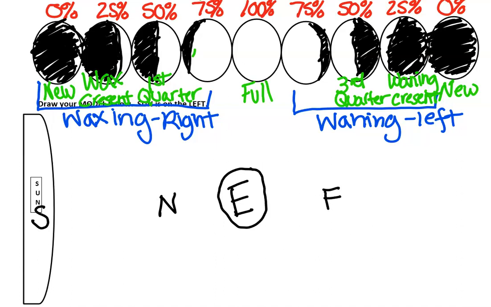So when you write this out, you make them a straight line. They're going to all go together. S for sun, N for new moon, F for full moon. So whenever you see a picture, not the actual phase itself, but the location, always start with labeling SNEF.